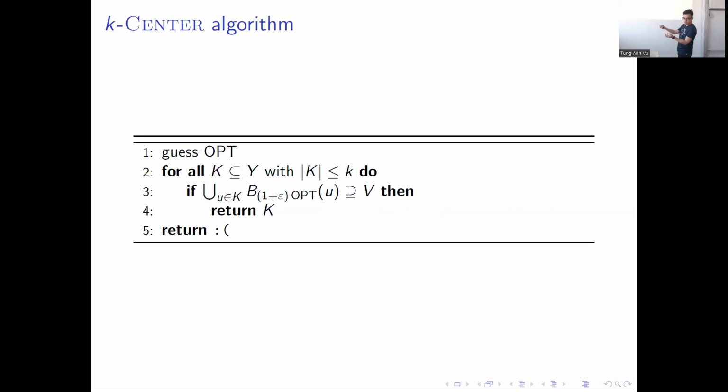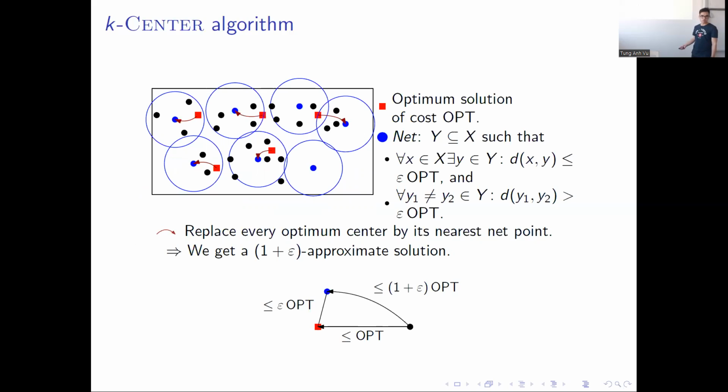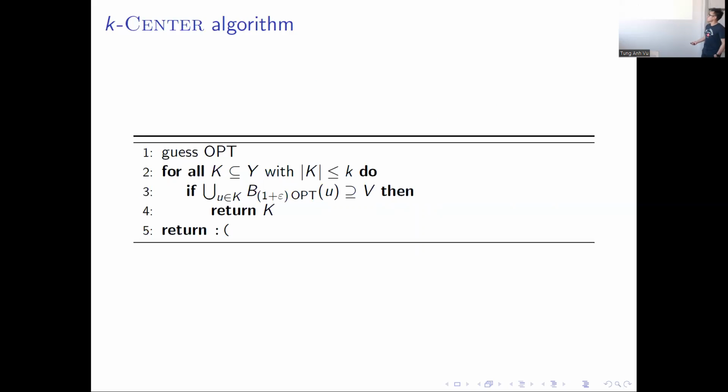And once I have this optimum, then for every subset of the net of size at most k, I try these net points. I try to draw balls of radius 1 plus epsilon times opt around them. If this entire graph is covered, that's my solution. If not, then I just keep going. Okay? And this is a good algorithm by this thought experiment here. Of course, this algorithm has a downside: its running time is size of the net choose k, right? So that's a bit of a problem, because the net can have size like n or something like that.